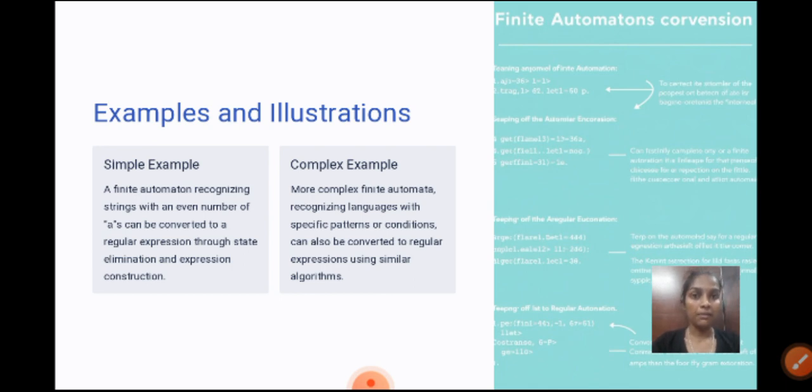A simple example. A finite automaton recognizing strings with an even number of a's can be converted to a regular expression through the state elimination method and expression construction. Complex example. More complex finite automata recognizing languages with specific patterns and conditions can also be converted to regular expressions using similar algorithms.